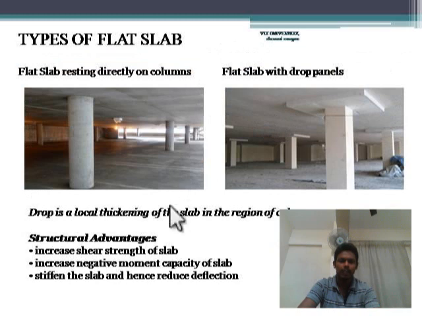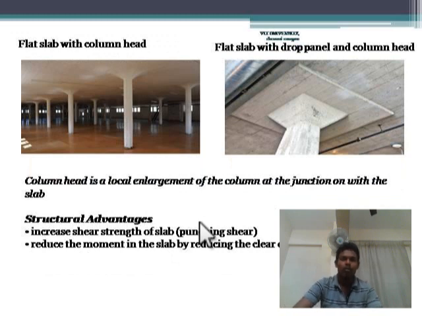In this flat slab, we have some structural advantages. Number one, it increases the shear strength of the slab, increases the negative moment capacity of the slab, and stiffens the slab, hence reducing deflection. If we provide a column head, the column head is a local enlargement of the column at the junction with the slab. It increases the shear strength of the slab, that is punching shear, and reduces moment in the slab.